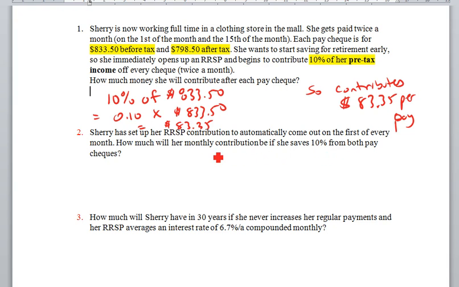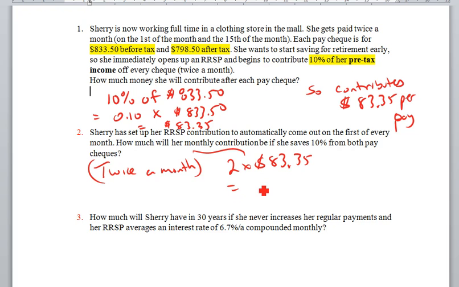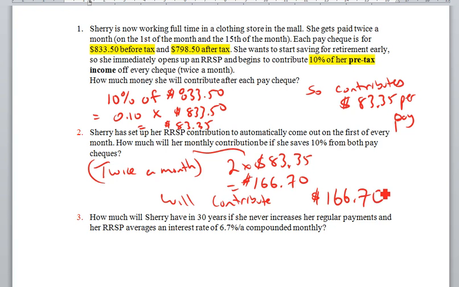How much will her monthly contributions be? If she saves 10% from both paychecks, she's just doing this twice a month. So we're going to have 2 times this 83.35 equals 166.70. She will contribute $166.70. Okay, that's her regular payments.